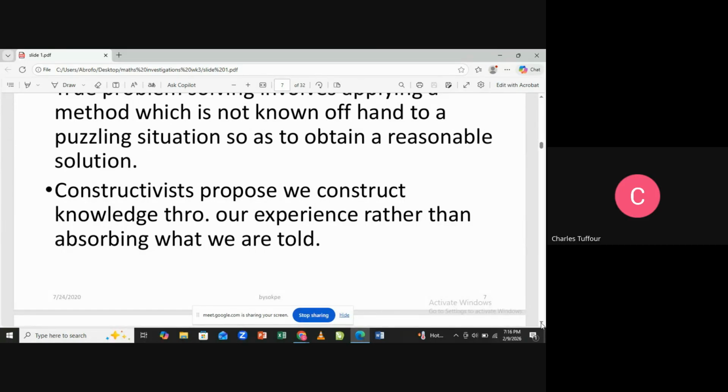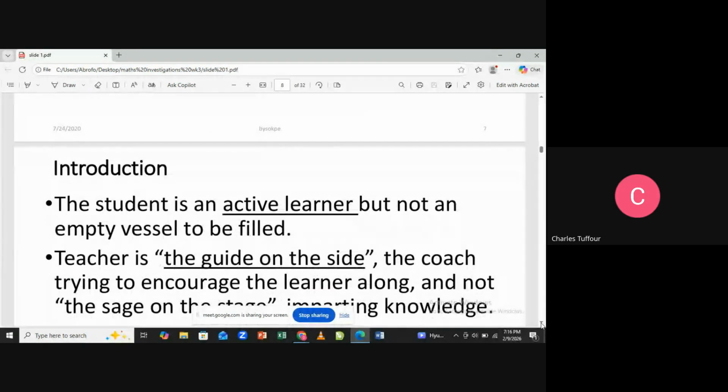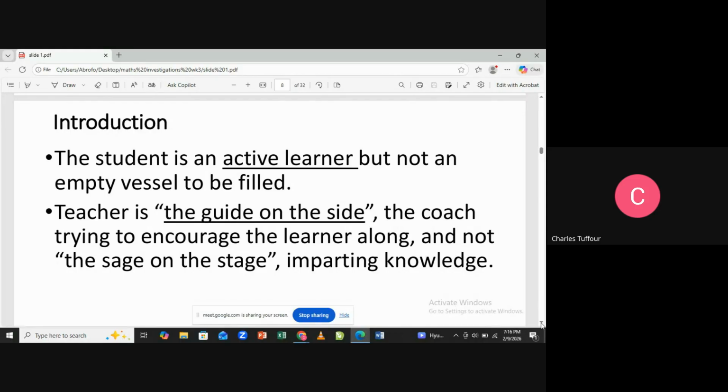The constructivists believe that human beings do not learn passively, but construct their own knowledge. They develop their own knowledge through the experience that they have acquired. The student is an active learner, not an empty vessel to be filled. Teachers, do not tell yourself that the problem you are giving your learners is something they do not know anything about. You are lying. No student is a tabula rasa. No student is empty-headed.